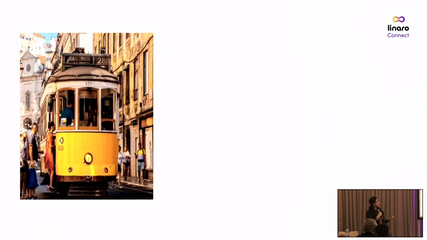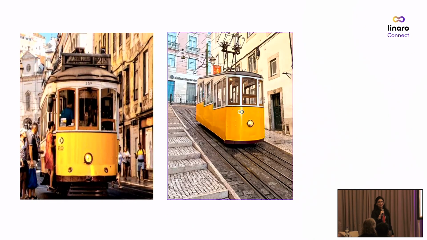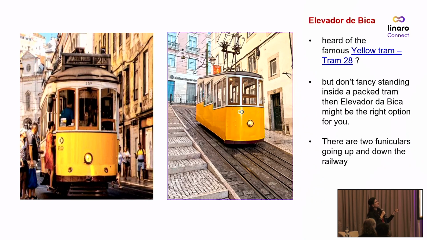And a bonus. Do we know what this is? Yes, this is Tram 28, but what is this? Yes. So there is a funicular if you fancy having the Tram 28 kind of ride, but of course it's going to be crowded. If you are one of those Instagram persons who wants to click a picture but wouldn't get space, try the funicular instead. There are two funiculars going up and down the hill. They stop in between, so it's quite Insta friendly.